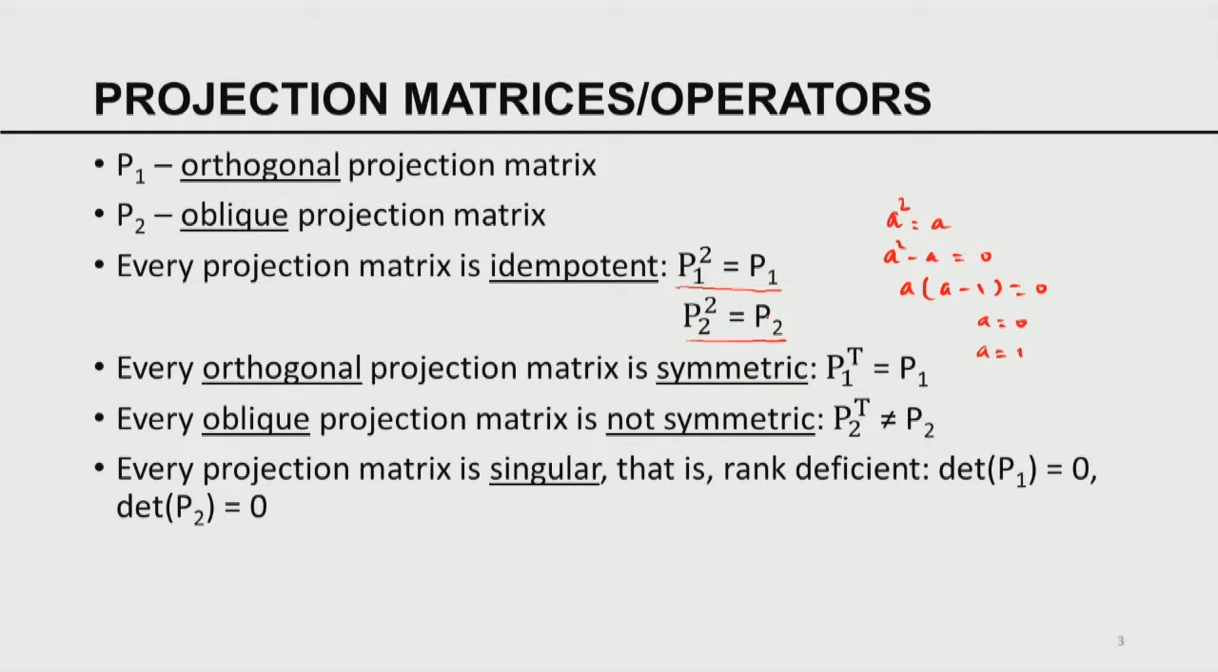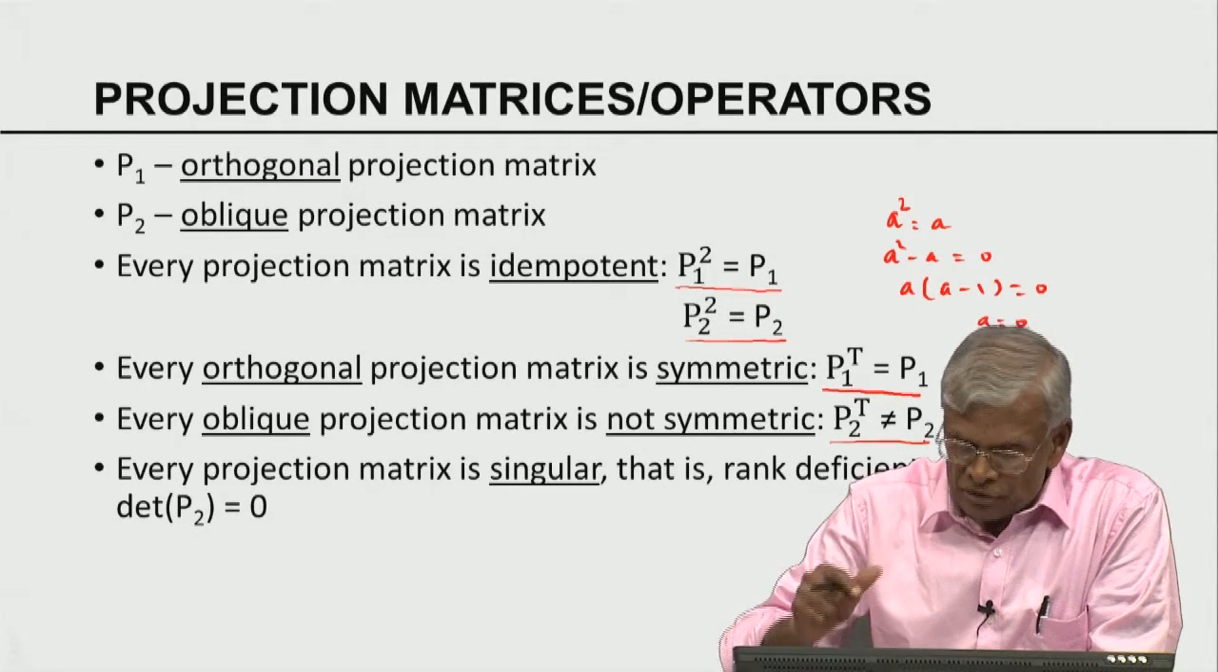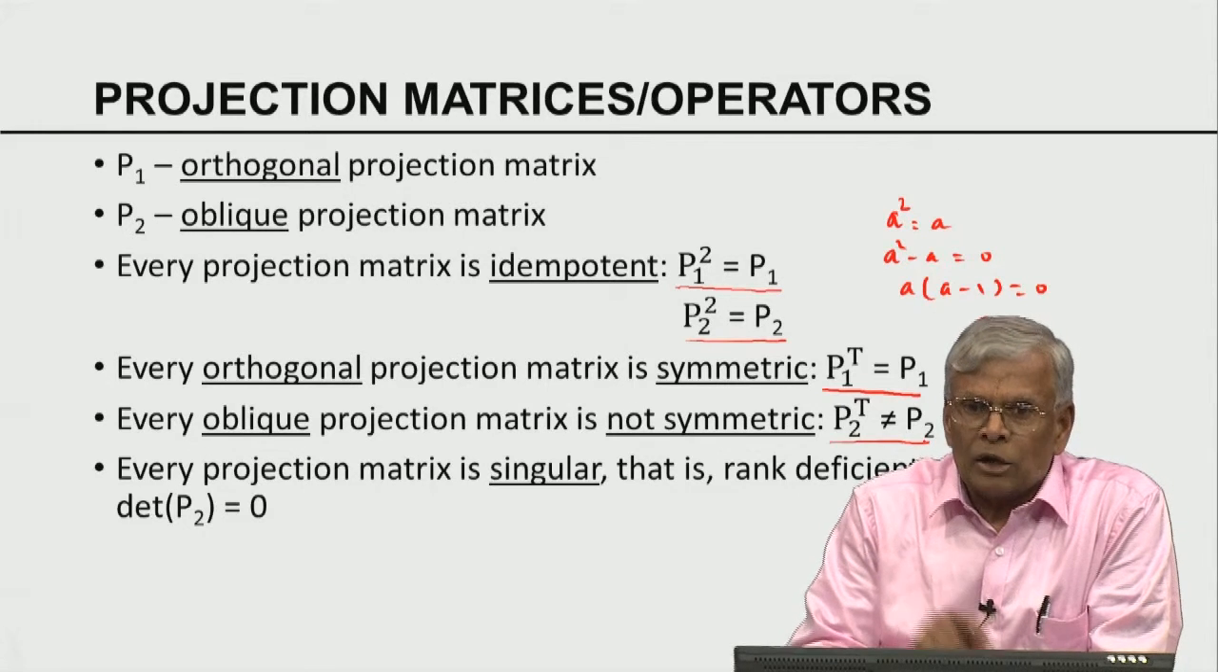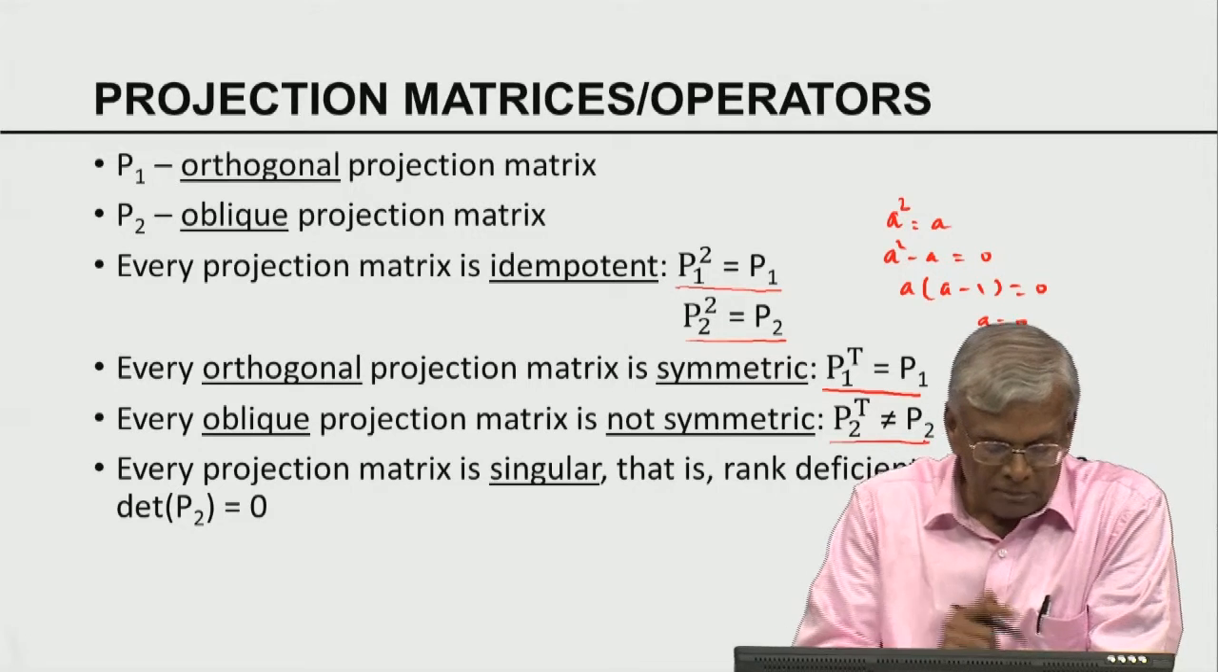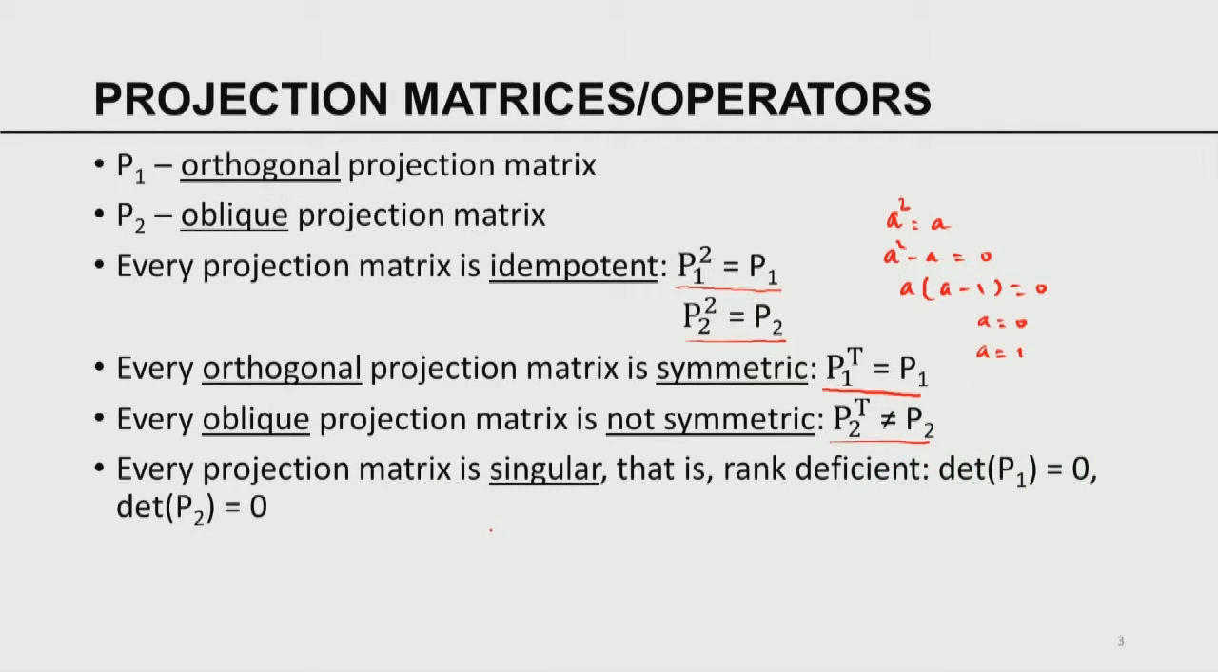Now I am going to state a very general property of orthogonal projection matrix. An orthogonal projection matrix is idempotent and symmetric. An oblique projection matrix is idempotent but not symmetric. So every projection matrix is idempotent. It is the symmetric or non-symmetric nature of the idempotent operator that is going to decide whether the resulting projection is an orthogonal projection or an oblique projection. It can be shown every projection matrix is singular, that is, it is rank deficient. If it is rank deficient, the determinant is 0. Please verify that the determinant of P1 in our earlier slide is 0, the determinant of P2 in our earlier slide is also 0.